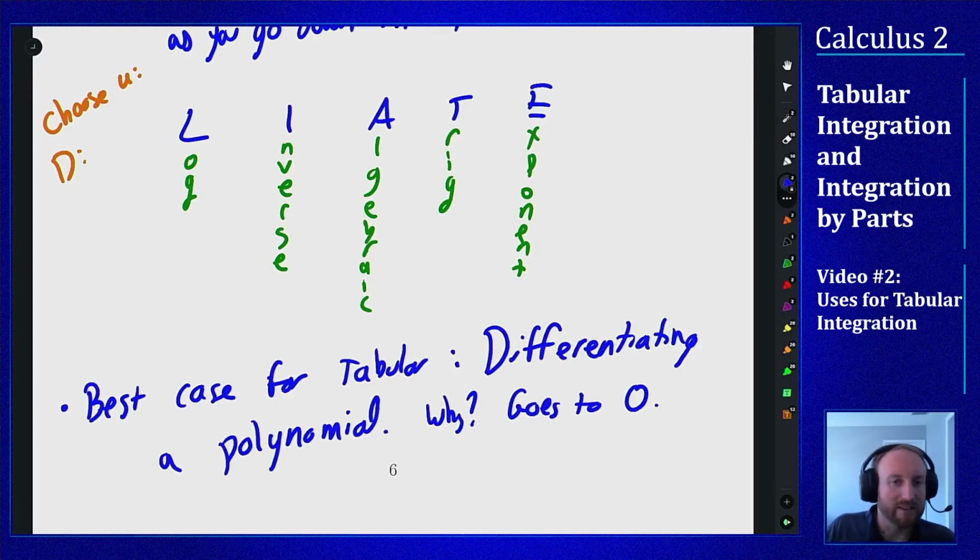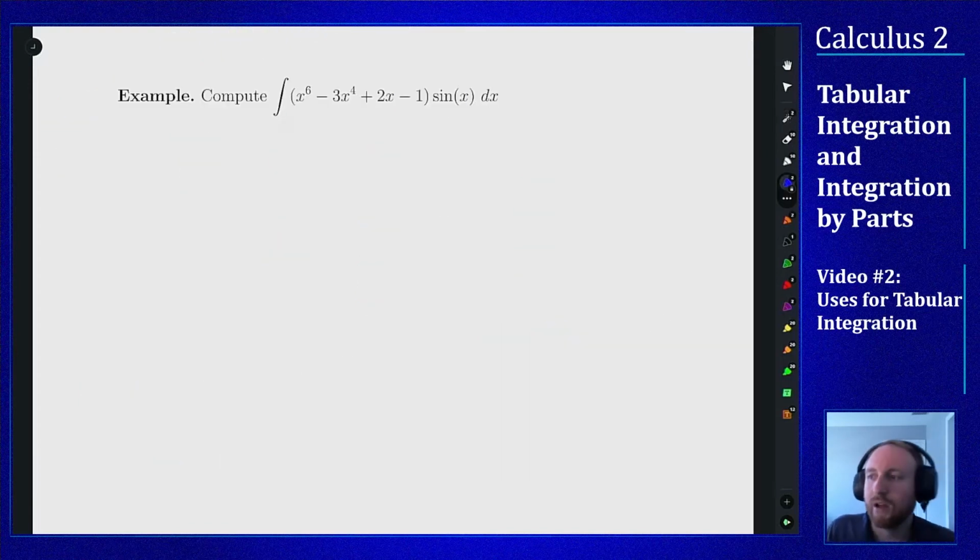Let's see a more involved example of this idea. Let's work out this integral: x to the 6th minus 3x to the 4th plus 2x minus 1, all times sine of x dx. Now, I do not want to do this problem by normal integration by parts. Why? That's going to require 6 iterations of integration by parts to get that x to the 6th all the way down to a constant so I can integrate the resulting expression. So the clear winner here is tabular integration.